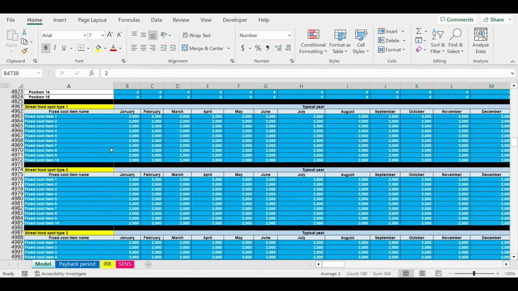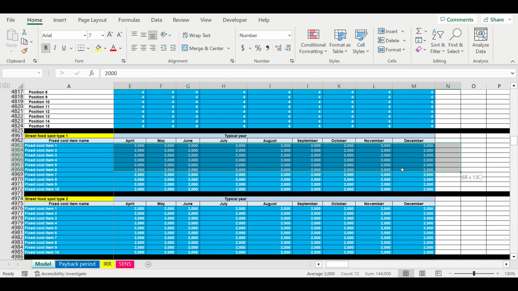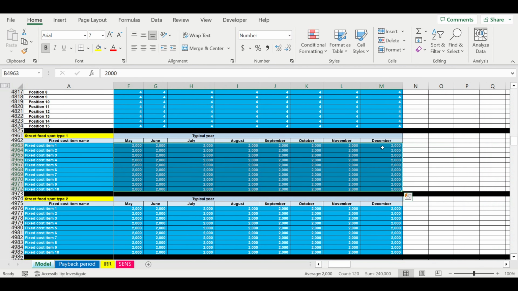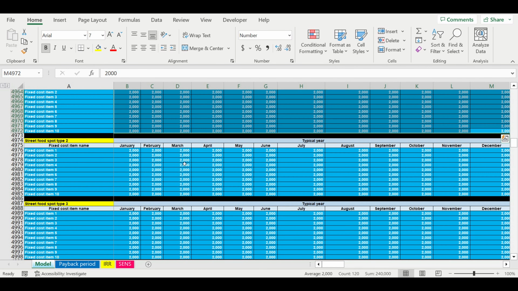Then we are describing fixed expenses. So this is the street food spot type 1. Here is the list of fixed expenses with their seasonality. So we are taking the typical year and describing different types of fixed costs for just one street food spot type 1. And here we do the same for street food spot type 2, 3, 4, 5 and 6. So here we describe fixed costs. Then we have coefficients, local and global coefficients for fixed expenses.